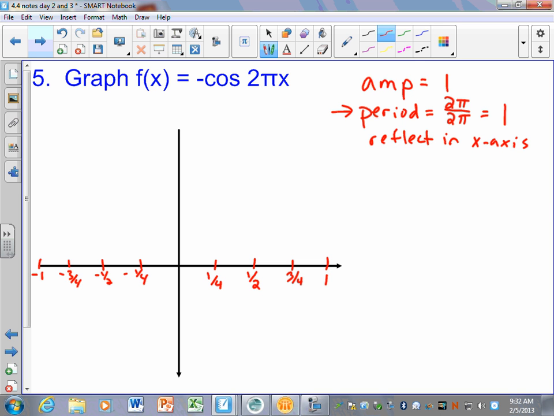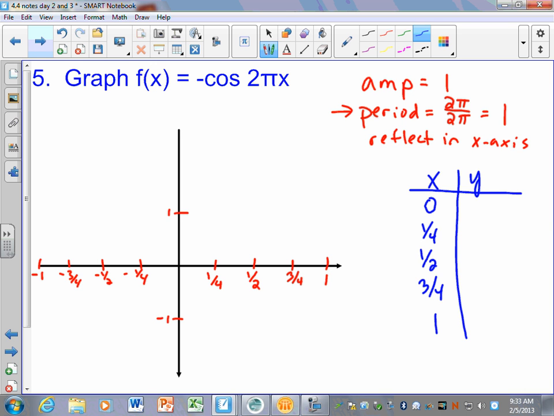Thanks. And my y-axis, I only have to go to 1 and negative 1 because my amplitude is only 1. If you know those points, all you're doing now is plugging them into the function and getting the values. If you know what cosine looks like, you might not even have to do all this, but I feel like we haven't graphed cosine nearly as much as we've graphed sine. But I'm just going to pick these points: 0, 1/4, 1/2, 3/4, and 1.